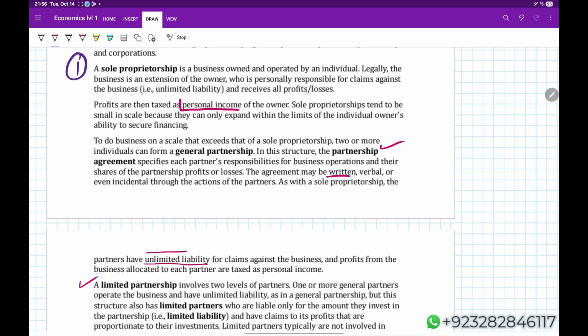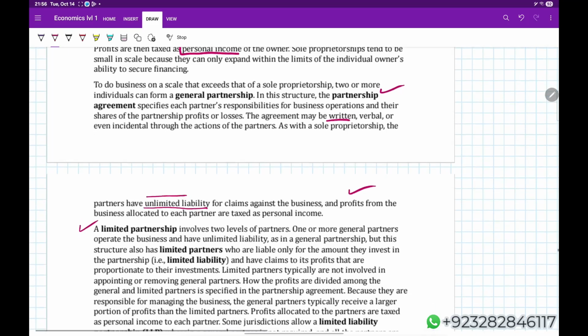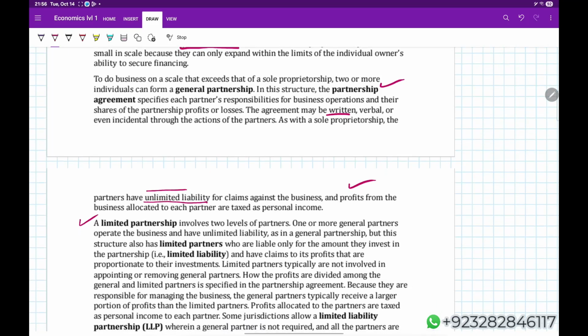They have unlimited liability. When we talk about profit, from the taxation point of view, the profit of the business will be considered as personal income. Whatever the profit sharing ratio, whatever the salaries partners are withdrawing from the partnership business, will be considered their personal income. So it will be treated as personal income.